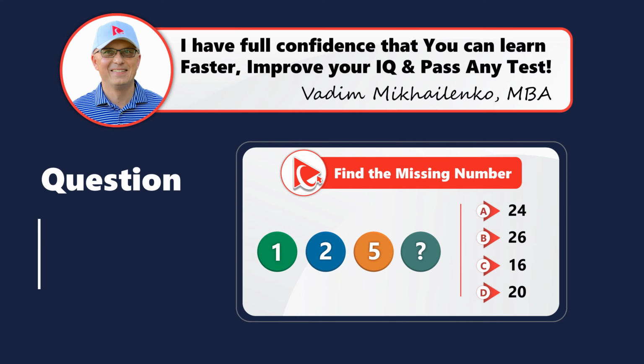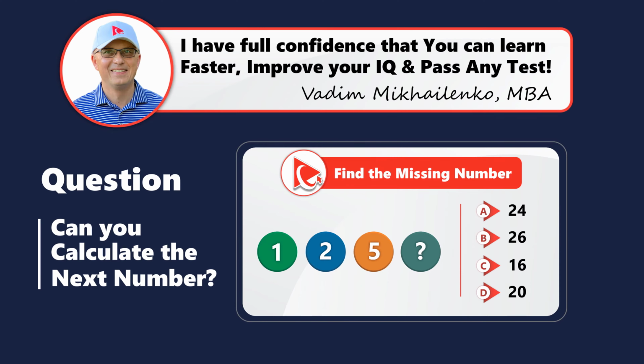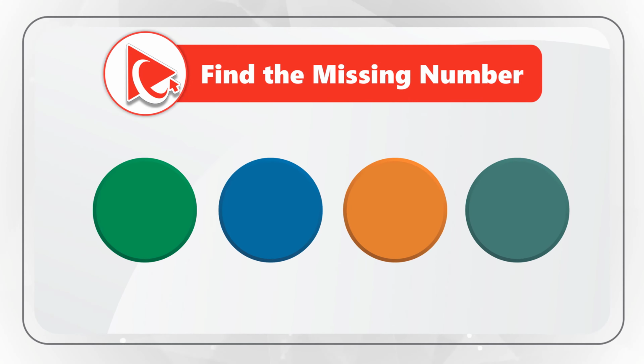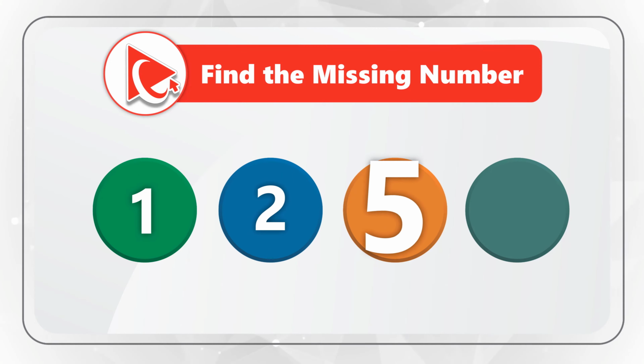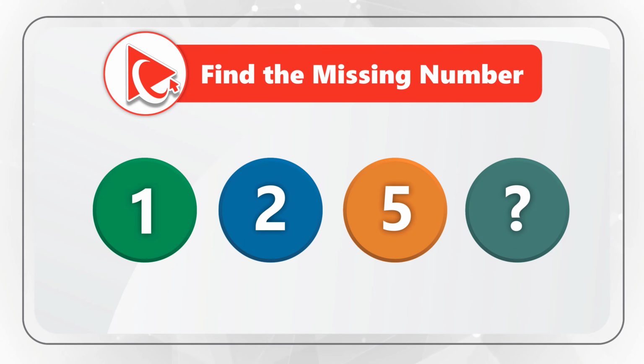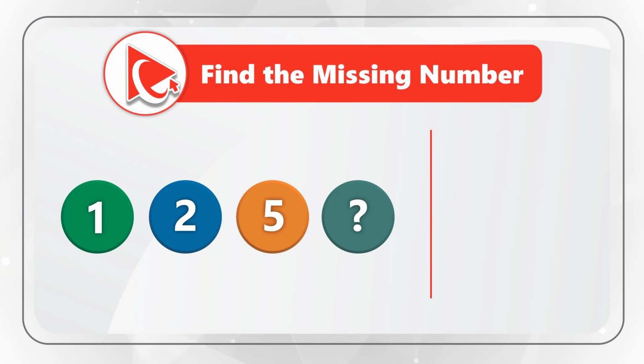Here's a very interesting question where you need to calculate the missing number. You're presented with 4 circles. Each circle is of a different color. The first circle has number 1 inside of it. Second circle has number 2. Third circle has number 5 inside, and last circle has the missing number represented by the question mark. You need to calculate and select final answer out of 4 possible choices.